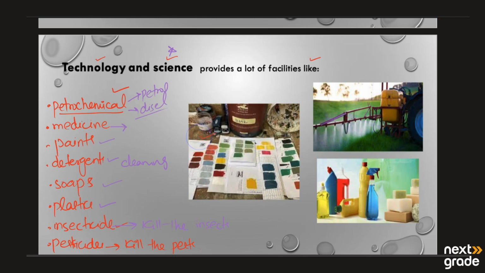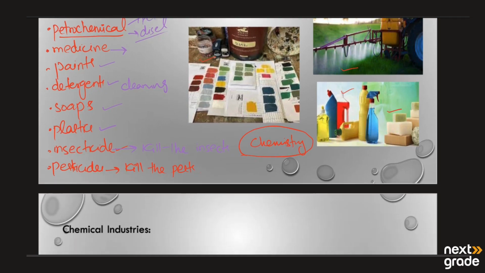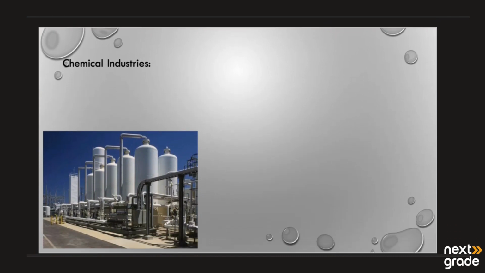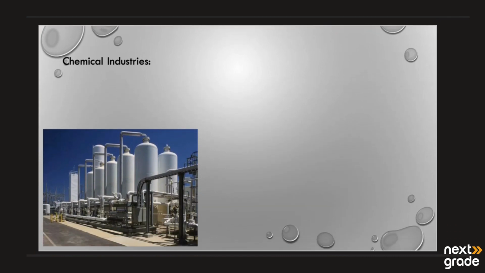Here we have paints, here we have chemicals used on farms to kill insects, and here we have detergents and soap for cleaning. All these are blessings of science, and of chemistry. Chemistry works in everything around us. Next, there are many chemical industries, and all these chemical industries provide us a lot of products.